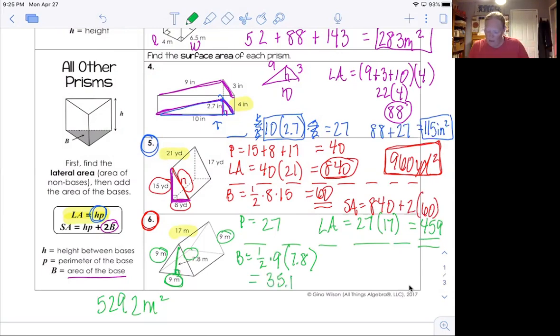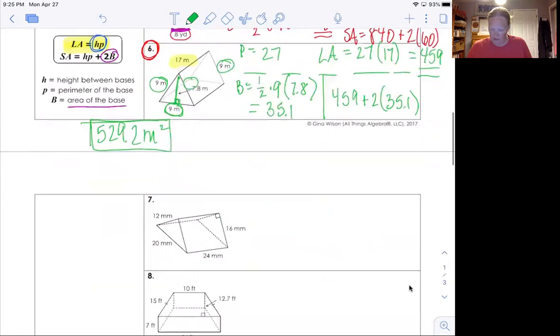Now I'm going to find the total surface area, which is the area of the sides, 459, plus the 2 bases, so 2 times 35.1. That's 70.2. 70.2 plus 459 is 529.2. Again, don't get discouraged if you're like, what just happened? There's plenty of time for us to work this out. Remember, there's office hours, and I'll tell you how we're going to do it together if you need to.